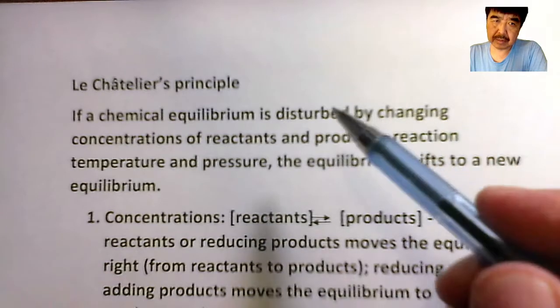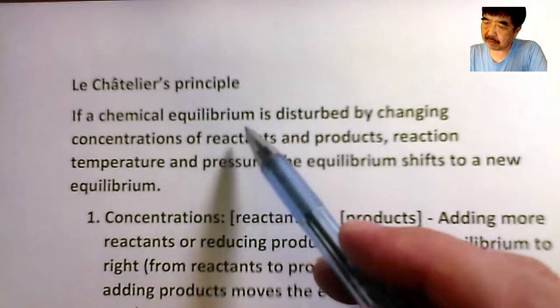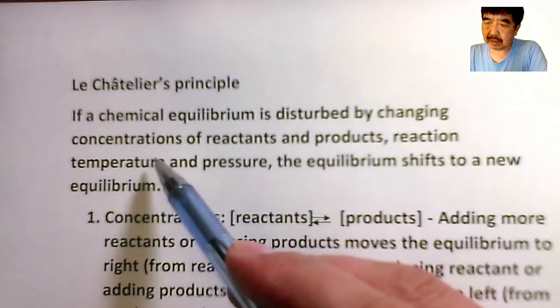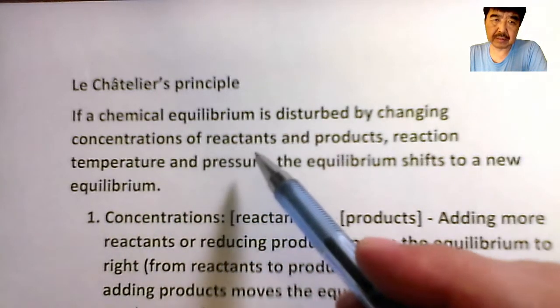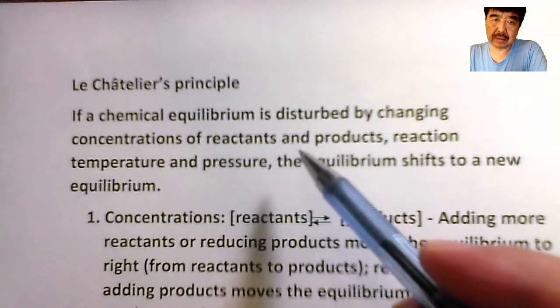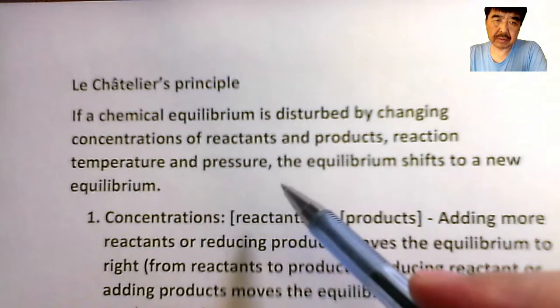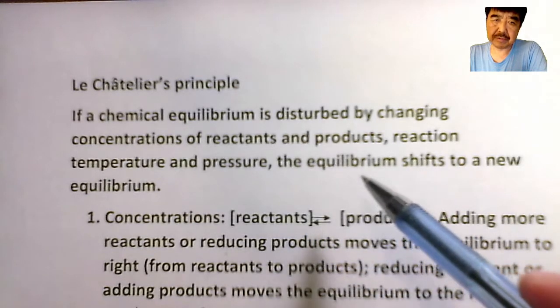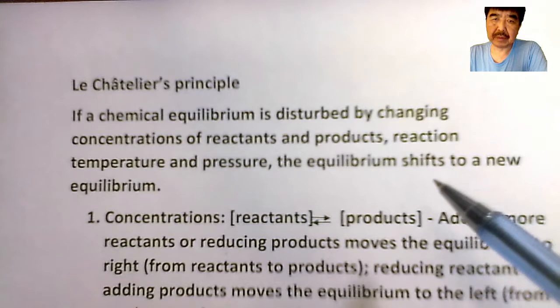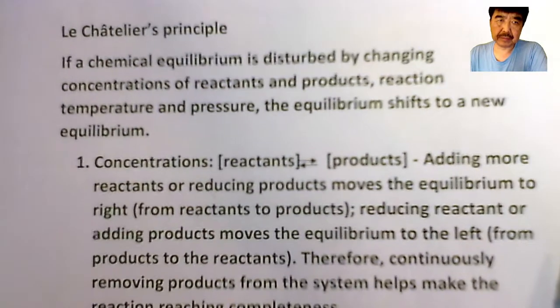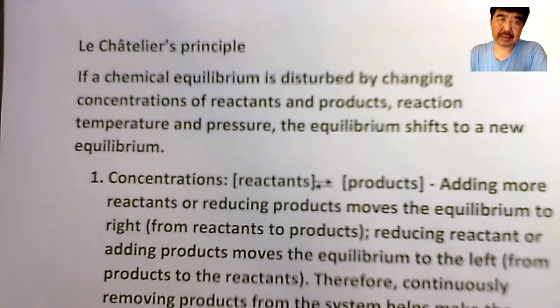Okay. If the chemical equilibrium is disturbed by changing concentrations of reactants and the products, or reaction temperature and pressure, the equilibrium shifts to a new equilibrium. This is Le Châtelier's principle.